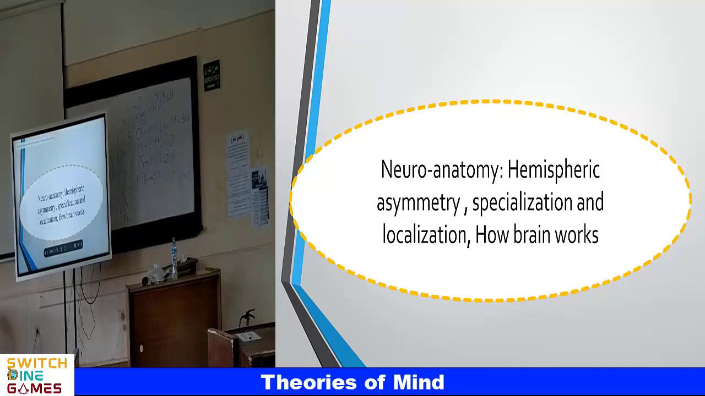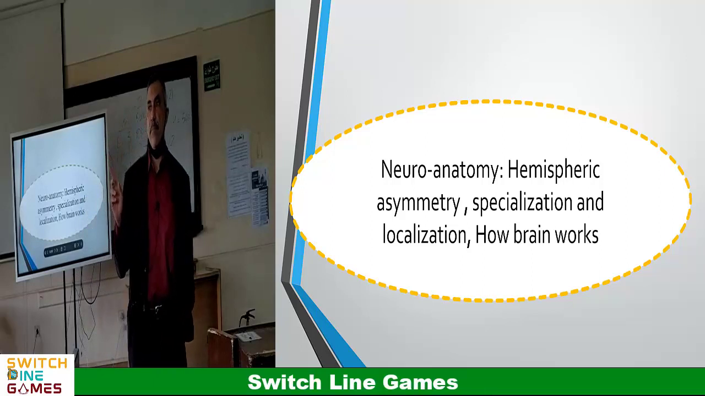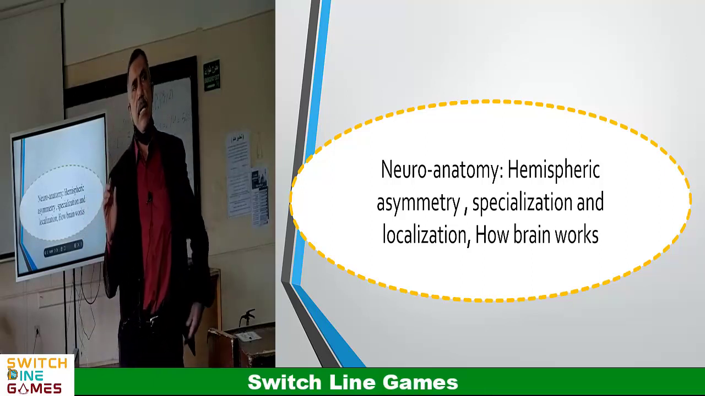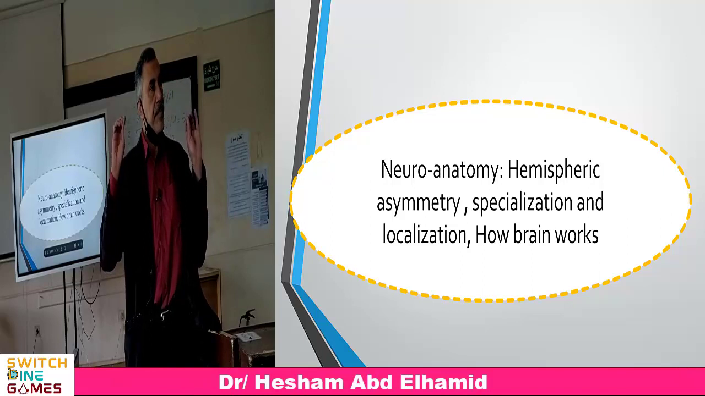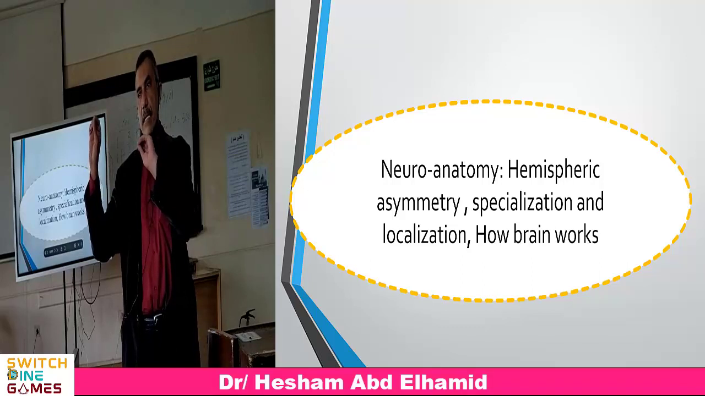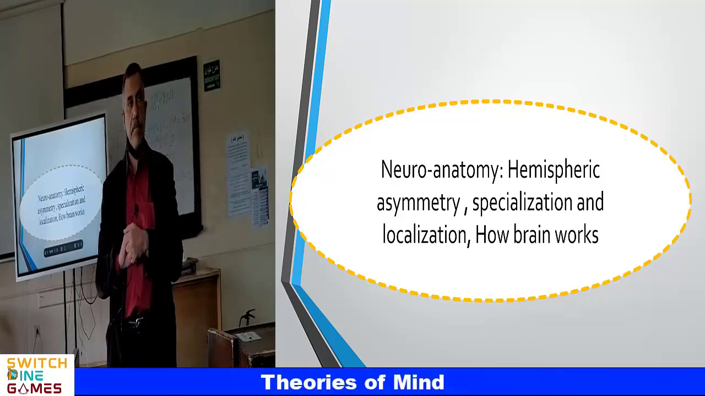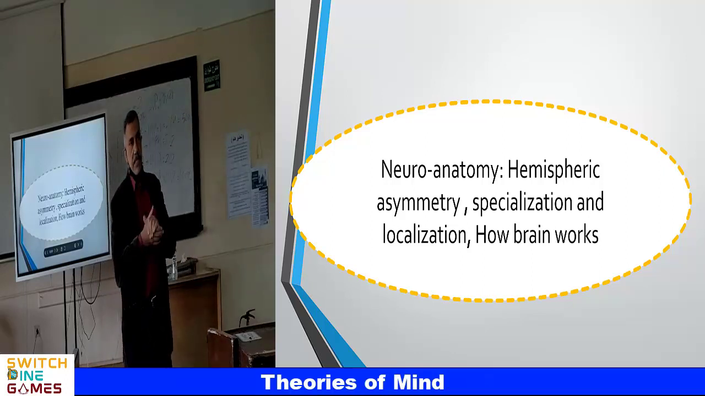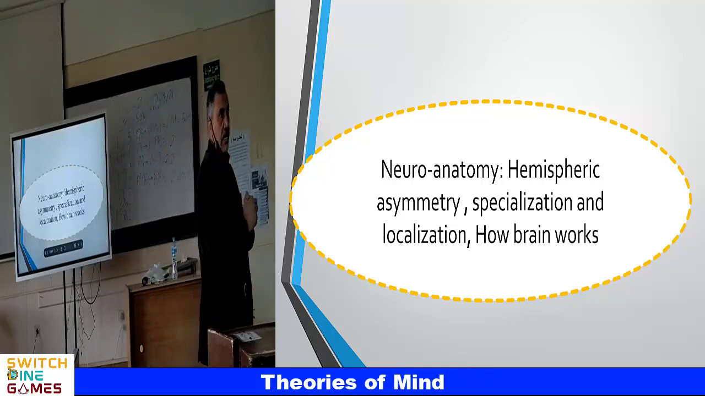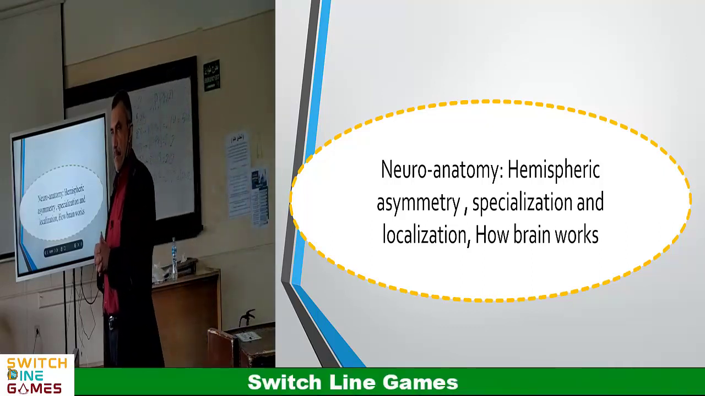Regarding the neuroanatomy, as we said before, our brain is divided into two hemispheres, and each one has different capabilities and different abilities. In brief, as we said before, what about our language and the verbal abilities? In which hemisphere are these abilities localized? Left hemisphere. So verbal communication and language are localized in the left hemisphere.